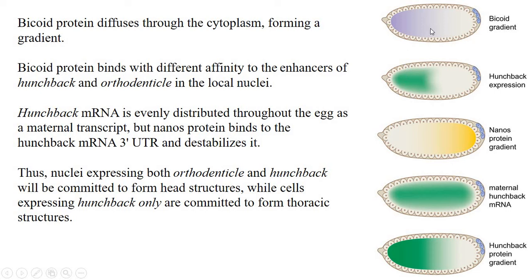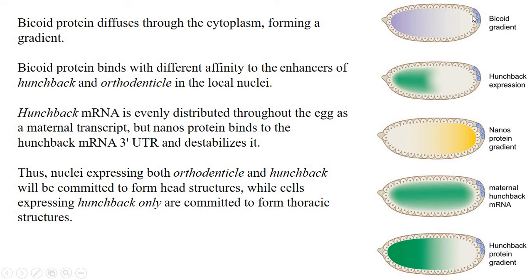This bicoid protein, this transcription factor, diffuses through the cytoplasm. So remember, all the mRNA was in the anterior pole. Now it starts diffusing through the cell, but this diffusion makes a gradient, because most of this will be concentrated towards the anterior pole, but then it starts diffusing, so it will make this gradient, highest concentration here. As it moves towards the posterior part, the concentration will be lower. So this makes this bicoid gradient.